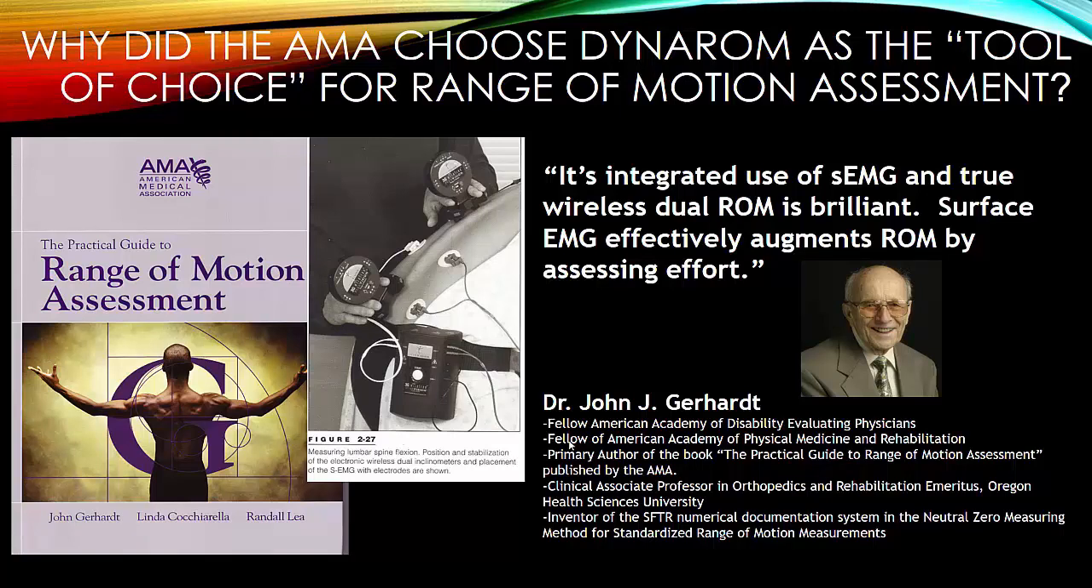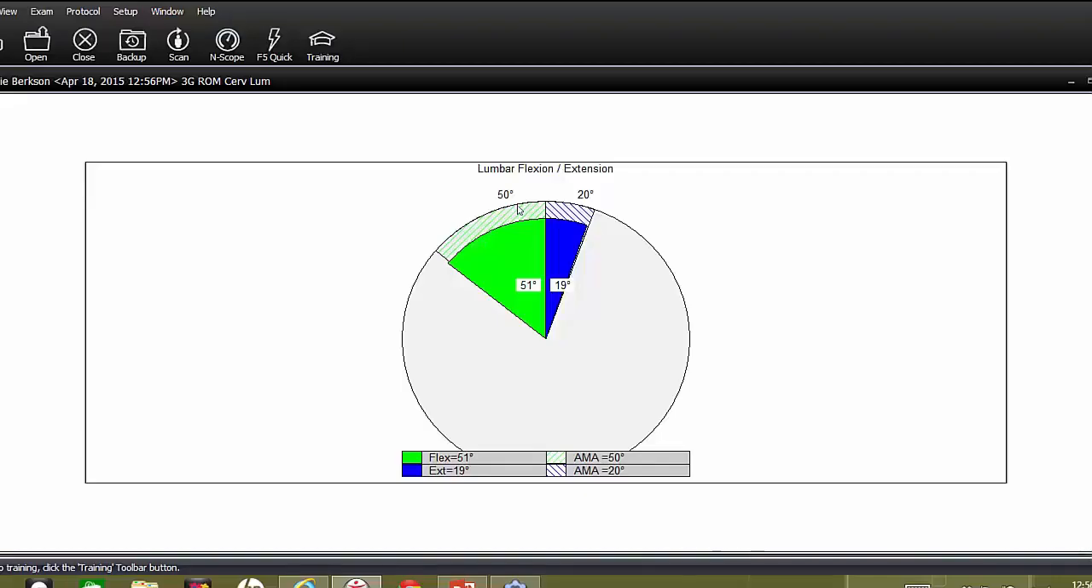So let's take a look at traditional range of motion. I start with traditional range of motion because that's what every chiropractor that's not utilizing the DynaRom system is using to document their patient's injury. In this graphic here, the striped pie is the normal range of motion. The solid pie is the patient's range of motion. So lumbar flexion normal is 50 degrees and the patient did 51. The lumbar extension normal is 20 and the patient did 19.